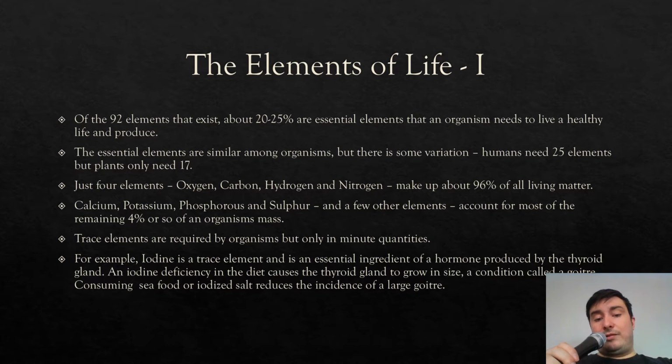Iodine is an example of a trace element, and is an essential ingredient of a hormone produced by the thyroid gland. An iodine deficiency in the diet causes the thyroid gland to grow in size, a condition called goitre. Consuming seafood or iodized salt reduces the incidence of this.